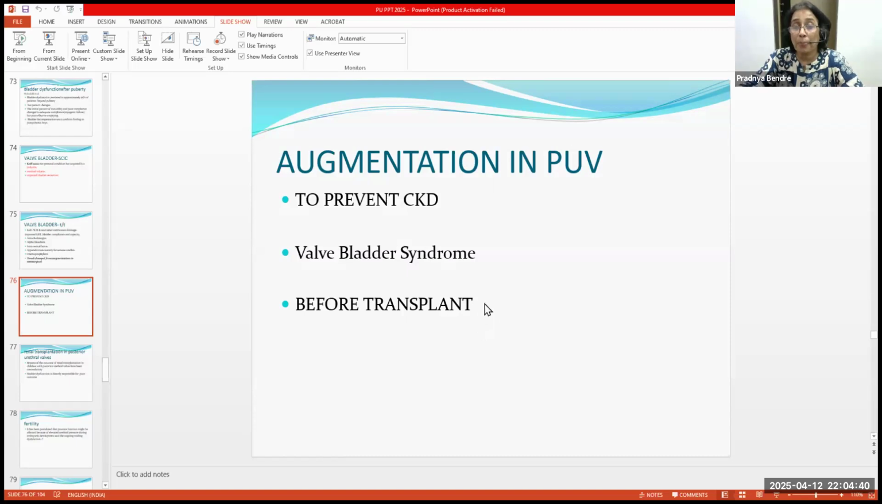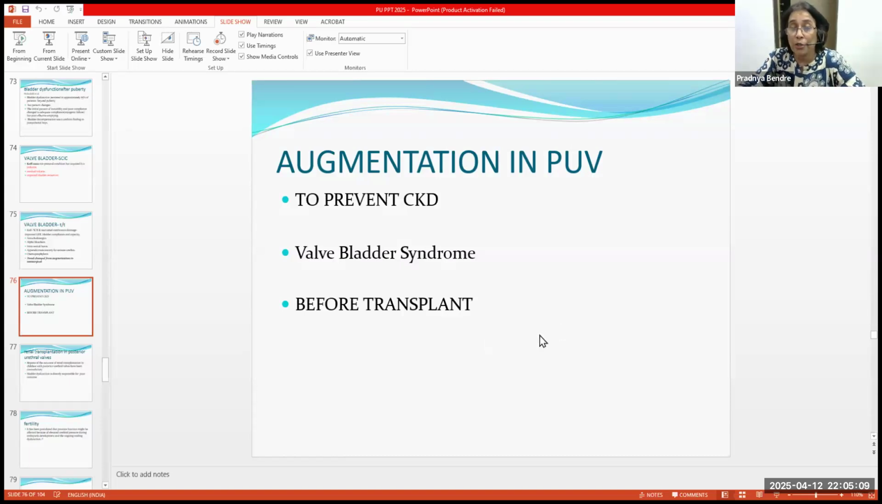So recently, Dr. Pippi Salle has written a review article, still in press I think, but available on the net, published in 2025, which says that generally, if you have to do augmentation, it should be done after renal transplantation, not before renal transplantation. Until the time of transplantation, the role of augmentation can be taken by repeated Botox.